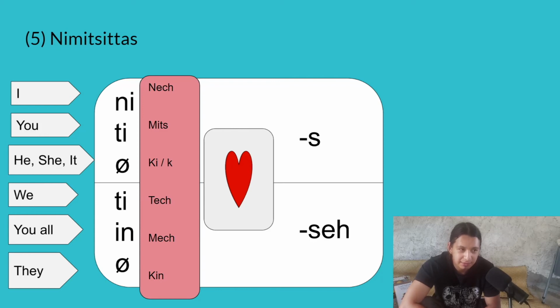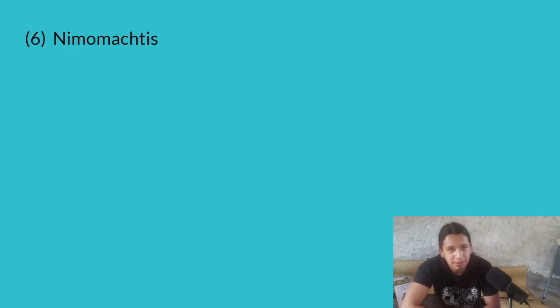Nimitsitas. Okay, so now we're using a word that has to have something from the middle row. Nimitsitas: I, to you, will see. I will see you. Mostla nimitsitas. I'll see you tomorrow. Okay, without the chart, can you figure out what it means if I say nimomachtis?